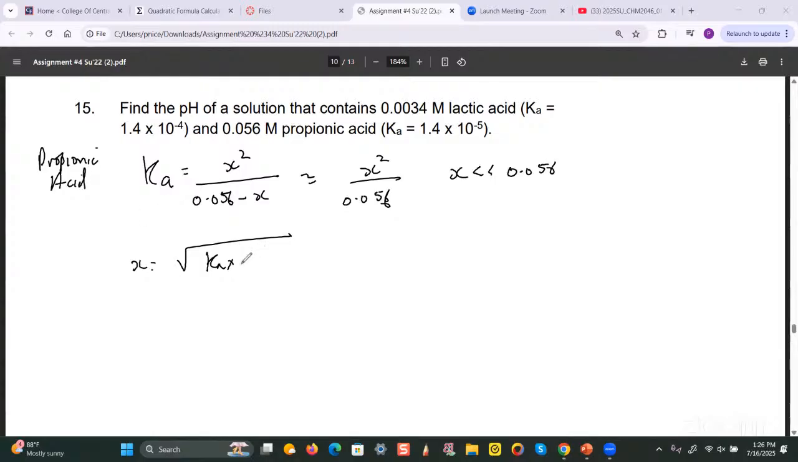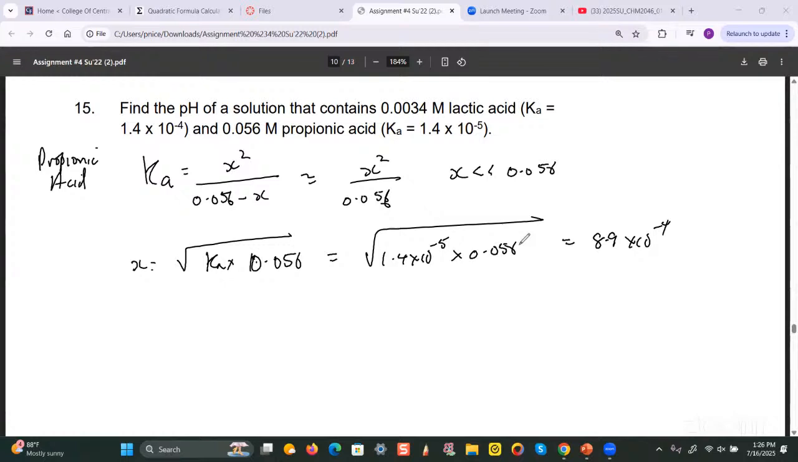Okay, so x would be equal to the square root of Ka times 0.056. So Ka is 1.4 times 10 to the minus 5, multiplied by 0.056, and then we find the square root of that. So let's see what that gives. 0.056 times 1.4 times 10 to the minus 5. And according to my calculation, oh, and square root, can't forget that. So according to my calculation, this works out to be 8.9 times 10 to the minus 4.